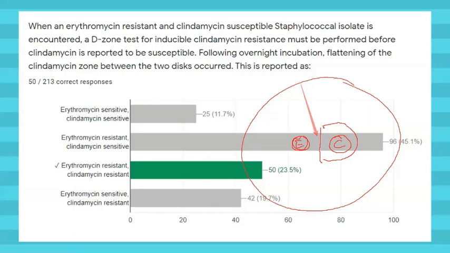So the organisms here at the opposite side are still susceptible. But here on the interface, there was inducible clindamycin resistance. So there was blunting or flattening of the clindamycin zone of inhibition. Now, in that case, you will have to report that the organism is resistant to both erythromycin and clindamycin. And for the case of clindamycin, the resistance is called inducible.